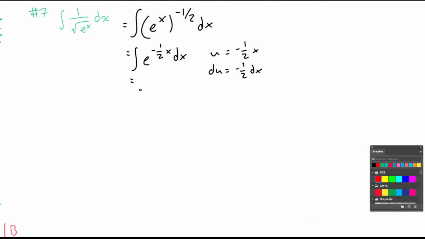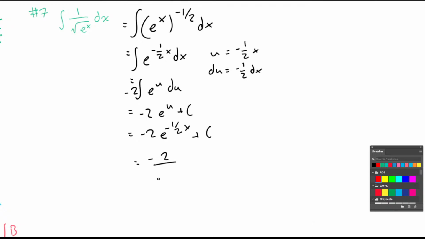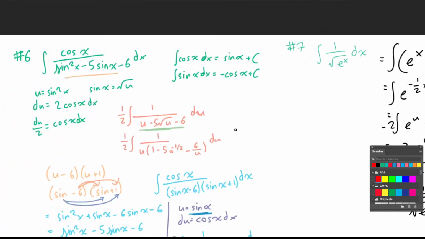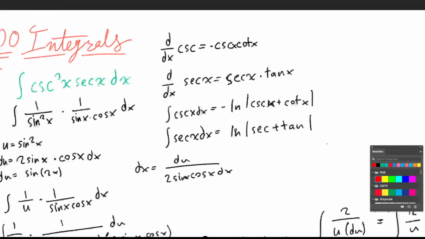Therefore, integral e to the u du times negative 2. This is just equal to negative 2 e to the u plus c. This is equal to negative 2 e to the negative 1/2 x plus c. This is equal to negative 2 over square root of e to the x plus c. That, I don't want to talk about that.